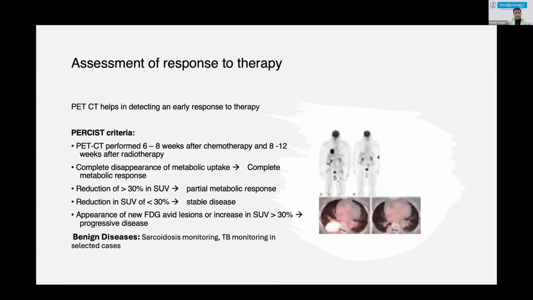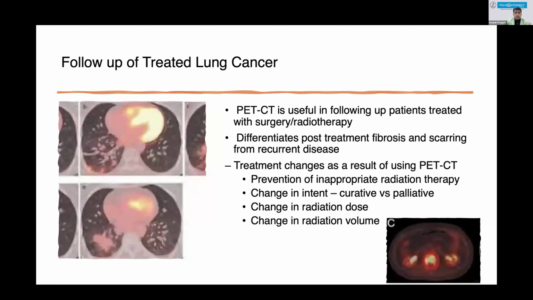In a lot of benign conditions, as I discussed, sarcoidosis and tuberculosis are the ones we are talking about. It also helps us in deciding the treatment modality and monitoring of these diseases. Then in the follow-up of treatment of lung cancer, the PET-CT is useful in following the patients treated with surgery and radiotherapy. It differentiates post-treatment fibrosis and scarring from a recurrent disease process.